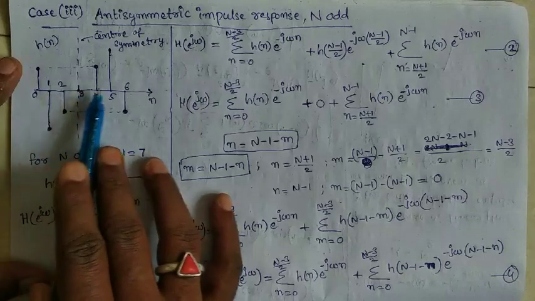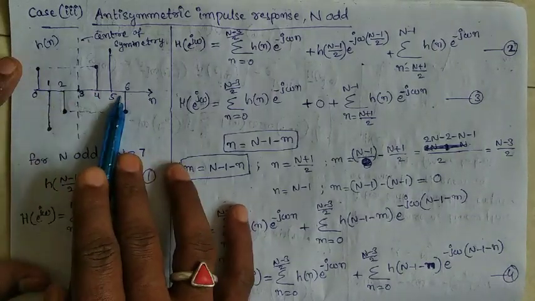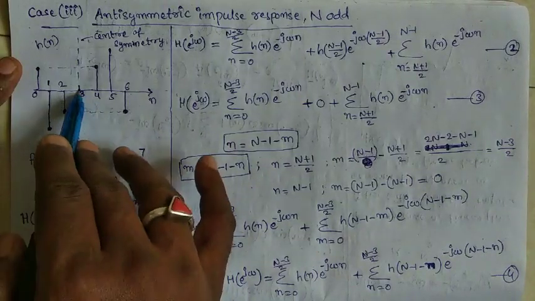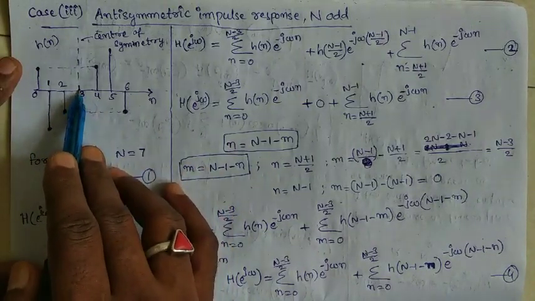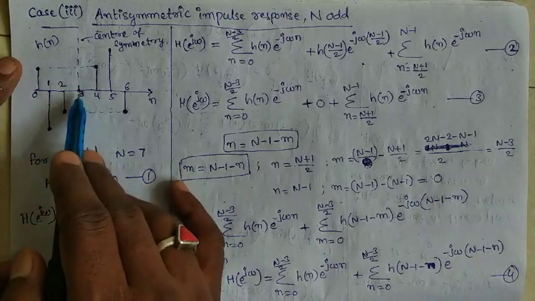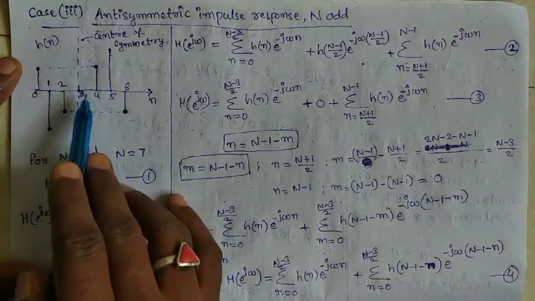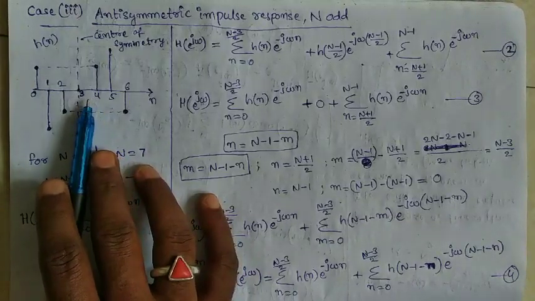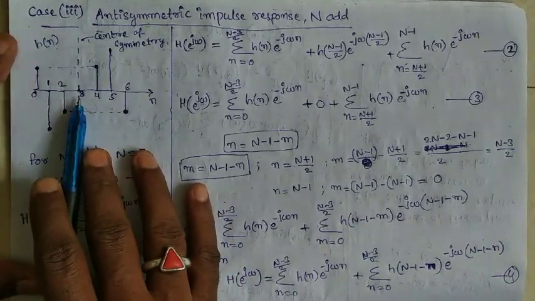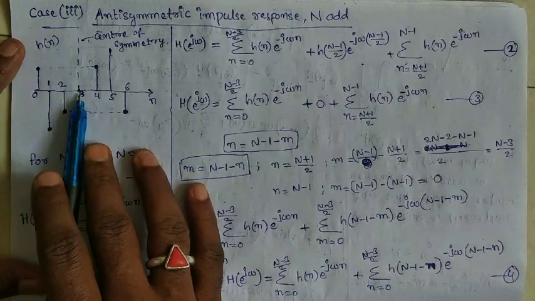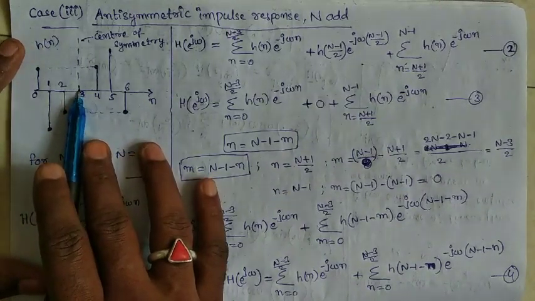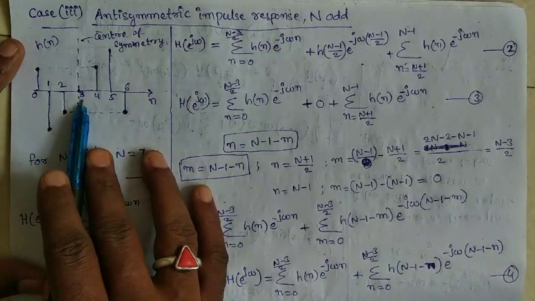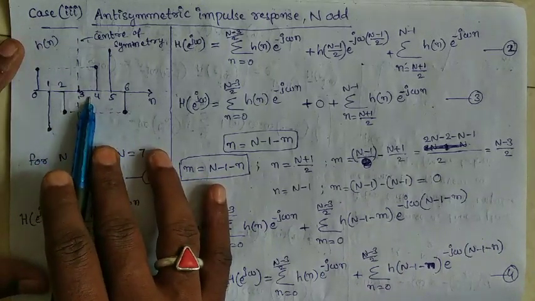Here this impulse response is anti-symmetrical about alpha, about this third sample. Now we are determining this for the anti-symmetrical impulse response. Here h of n is 0 at alpha. Alpha is equal to capital N minus 1 by 2.